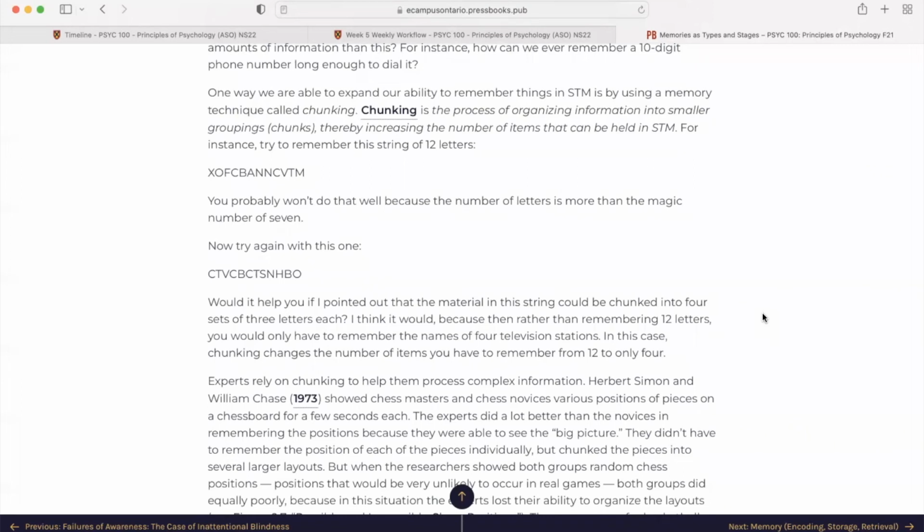Now try again with this one. CTVCBCTSNHBO. This is funny. Would it help you if I pointed out that the material in this string could be chunked into 4 sets of 3 letters each? I think it would, because then rather than remembering 12 letters, you would only have to remember the names of 4 television stations. In this case, chunking changes the number of items you have to remember from 12 to only 4. So CTV is a television station, as is CBC, as is TSN, as is HBO.